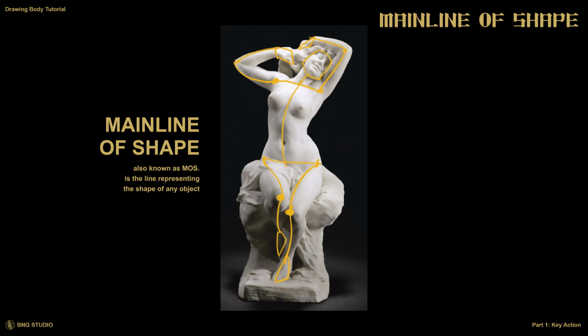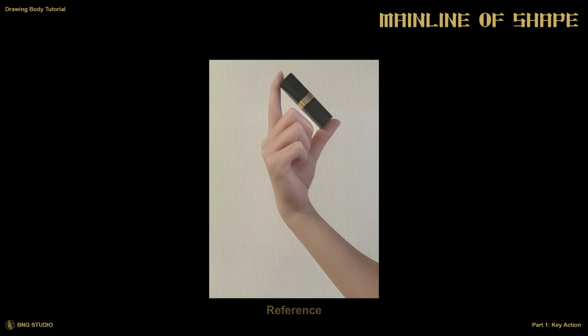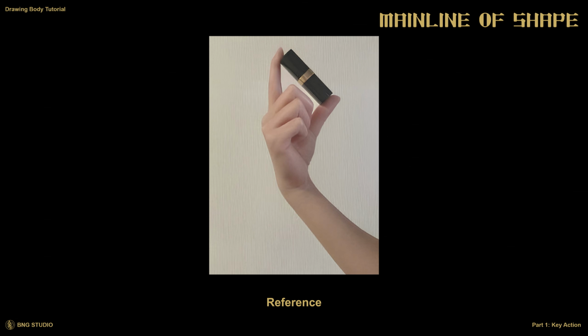Mainline of Shape, also known as MOS, is a line representing the shape of any object. Let's try a small practice on how to capture the simple shape of the following object. My turn first. I will give an example. Look at these wraps. Squint one eye to see the overall shape of the part.